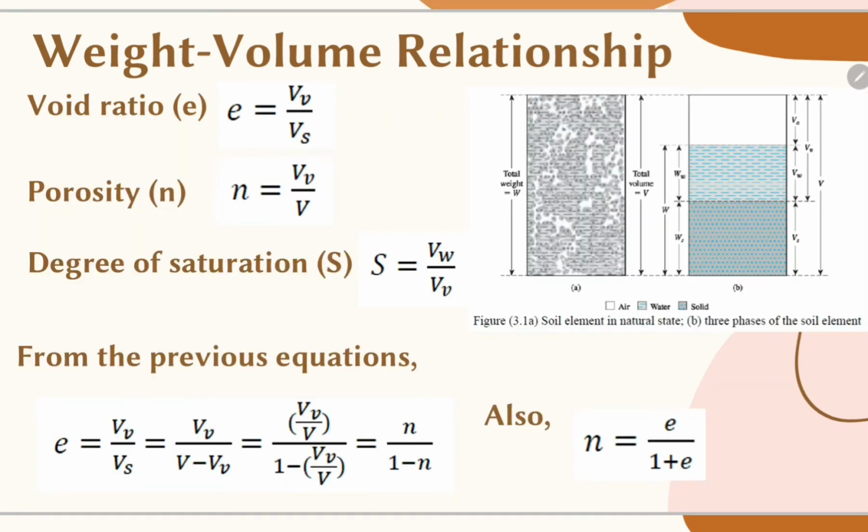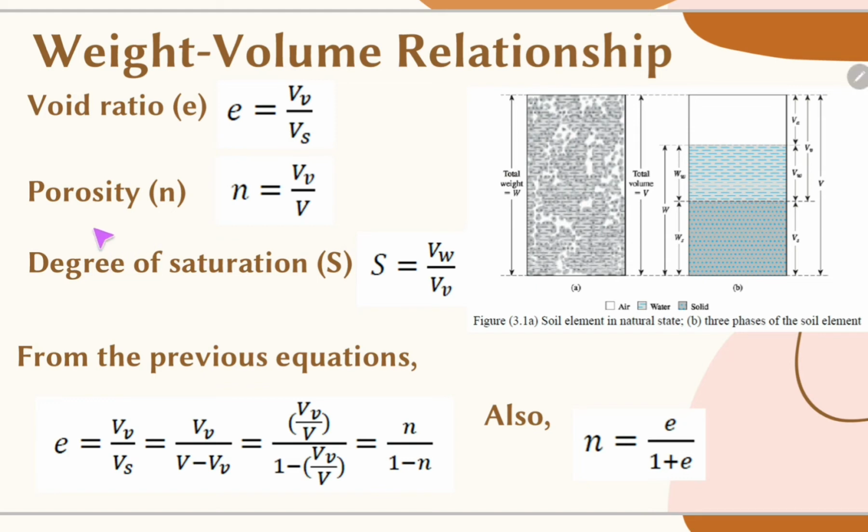And now, let us define each. Void ratio, symbolized as e, is the ratio of the volume of the voids to the volume of the soil solids. Please remember this. Isa puso nyo to kasi dito manggagaling lahat ng formula later on.